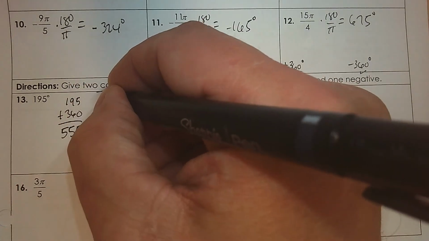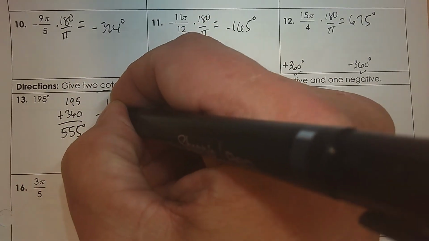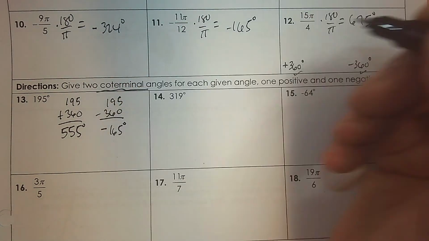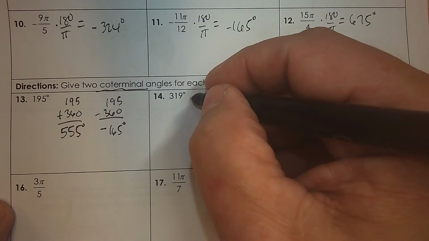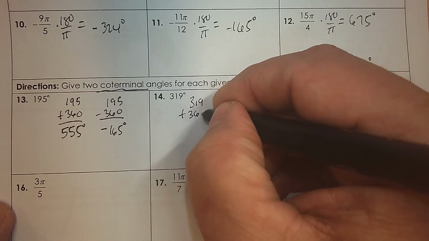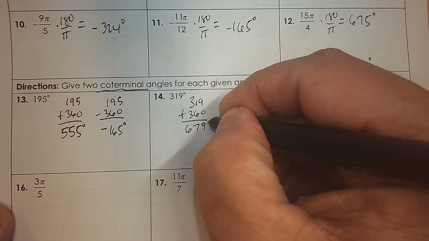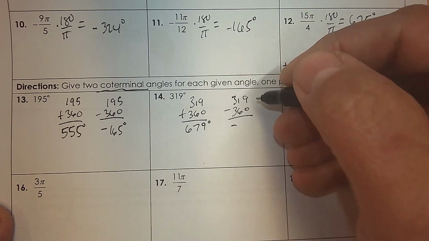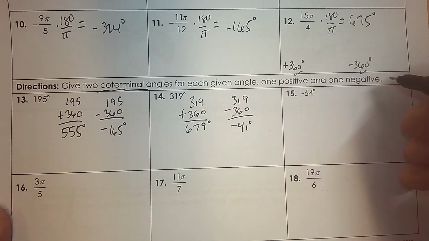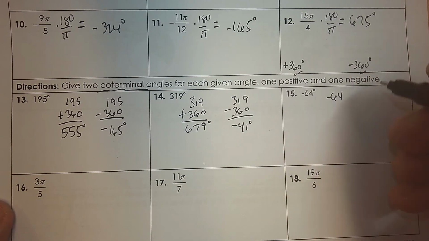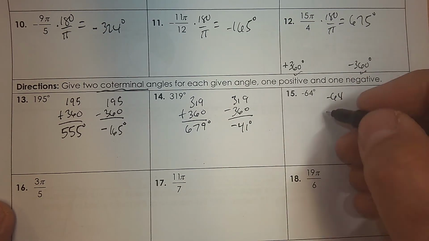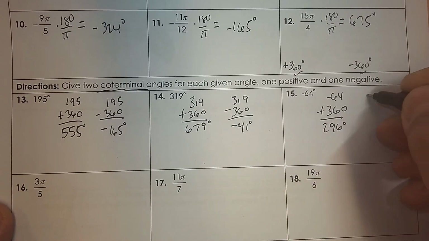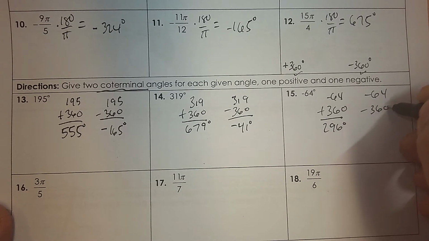And then for 195, subtract 360. Both of these are coterminal. One's a positive angle and one's a negative angle. Same thing here, 319, add 360. And then take 319 and subtract 360. So in this case, again, we're going to add 360. And we're going to subtract 360.